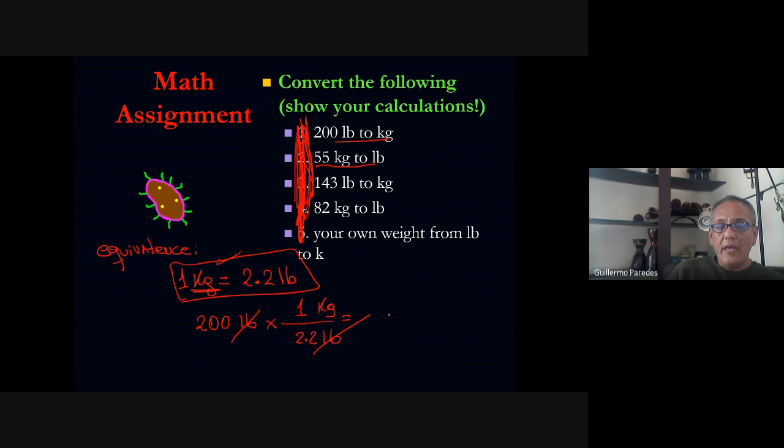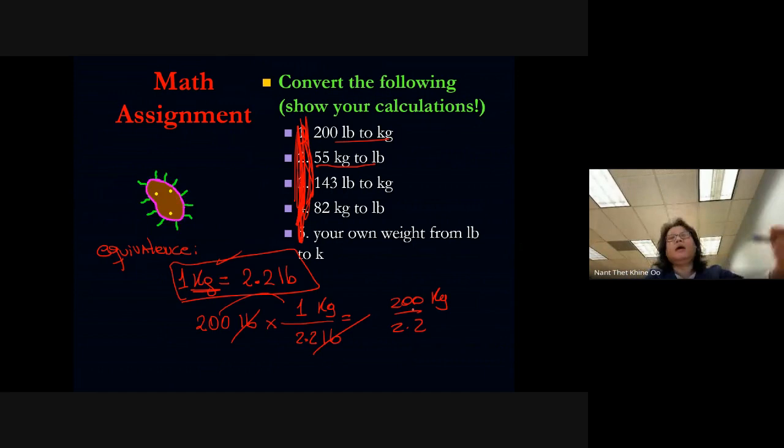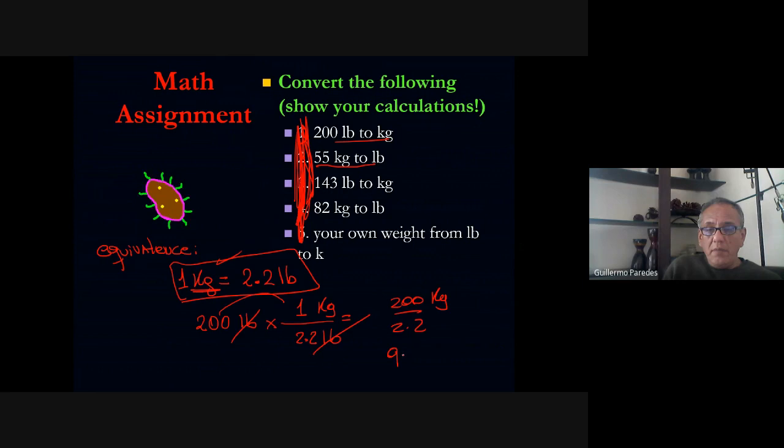That is about 77 kilos. How much is that? So you multiply 200 times 1, which is 200, and kilograms stay there. So you divide by 2.2. That is your result. 90.9. So that is giving me 90.9 kilograms.